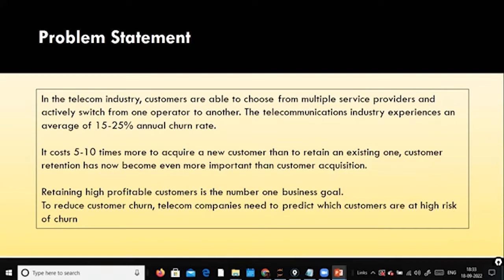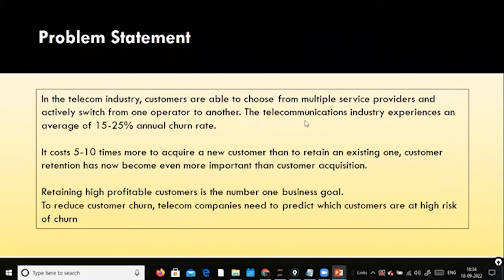In the highly competitive market, the telecommunications industry experiences an average of 15 to 25% annual churn rate. Churn is very common. What is churn? Churn is when a customer is walking out of my business. They are not happy with my product or service. That is what churn is all about. You might have heard the same thing in companies, employee churn, employee attrition, which means employees are leaving the company.